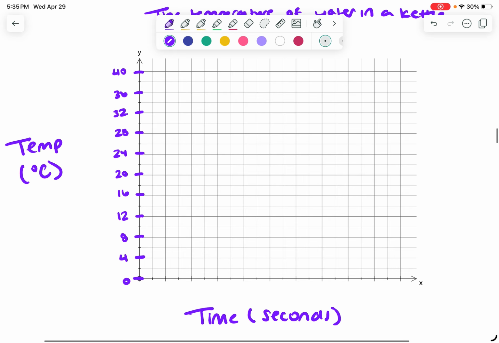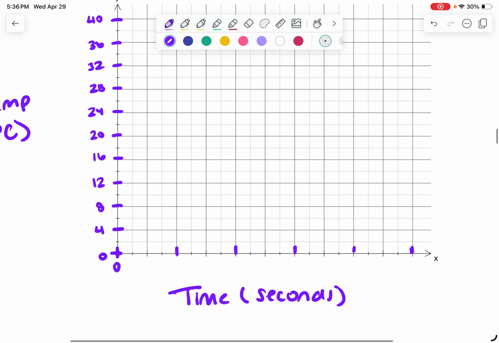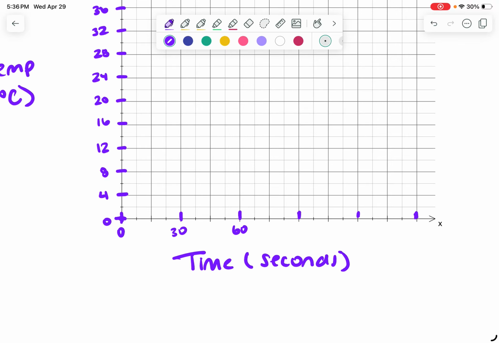Okay. And then I'm going to go along the x-axis. Also, keep in mind, if you did not choose a scale of 2 for every box, that is okay. I am totally fine with it. I'm pretty sure on my answer key, I did not choose a scale of 2. Okay, for time, it's every 30 seconds. I'm definitely not going to go up by 1s. I'm probably going to go up by 30s. So here's 30, 60, 90, 120, 150. Because again, I want to choose a scale that's going to make my life easier.